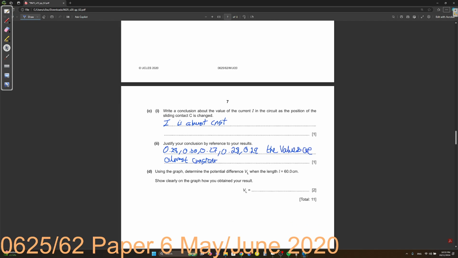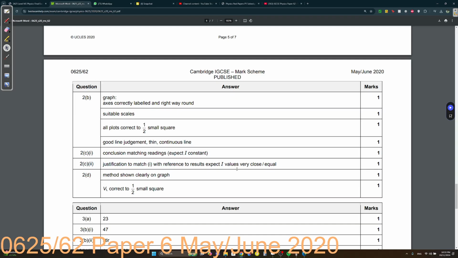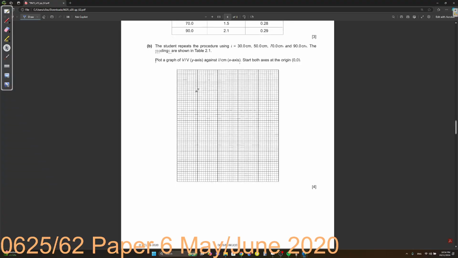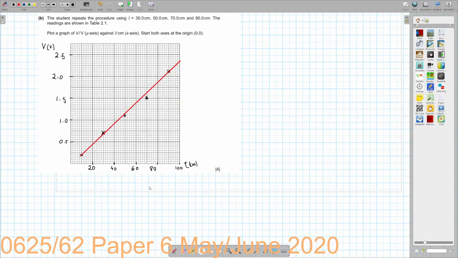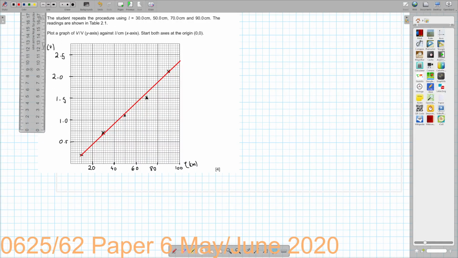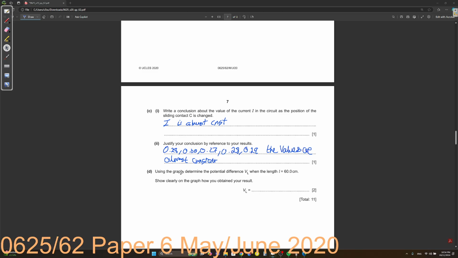So now for part D, what do they say? Justification to match. Okay, expect I values are very close. Using the graph now, part D, determine the potential difference when the length equals 60. Whenever you see a question like this, you have to go to your graph, go to when you have 60. So you take your ruler, go to when you have 60. You want to go up. The reason I'm doing this is because there's a mark for showing clearly how you obtained the result.